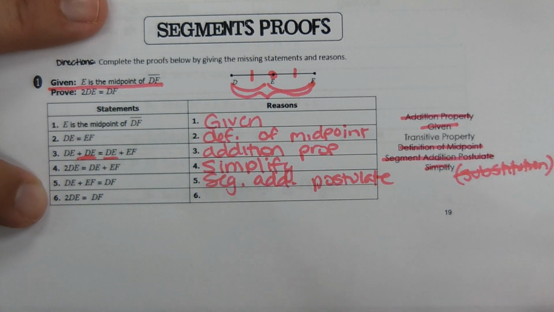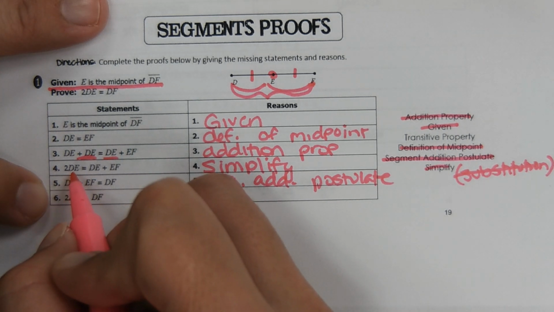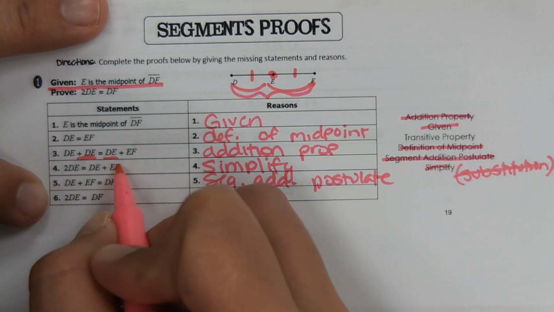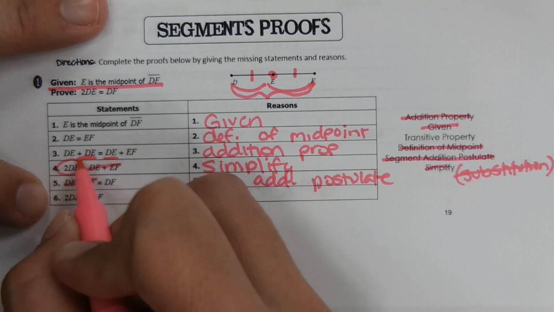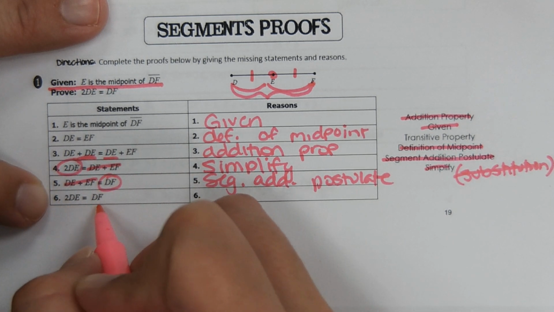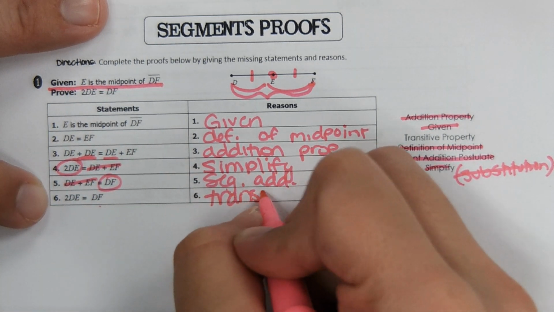And then for the last one, I have 2DE equals this, the same thing. So these are the same. So therefore I can put 2DE equal to DF. And that's what they did here. They used transitive property.